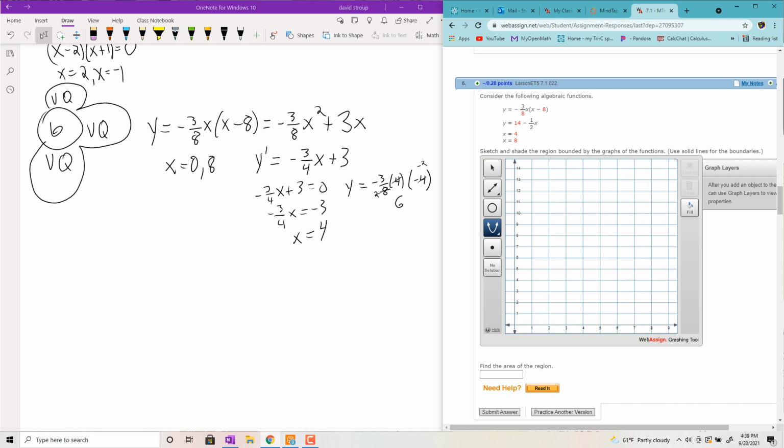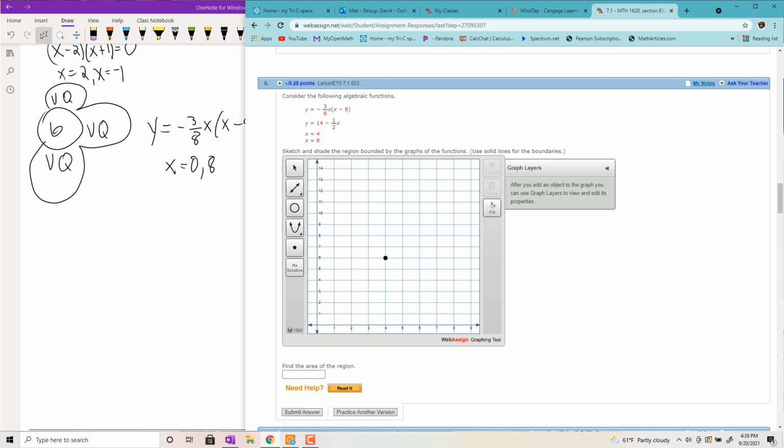And then I don't know how they want me to plot this. It's not so easy, is it? Okay, so I guess I gotta see what happens. I want 4, 6. I'm not even sure how to get it to work. Let's try this again. 4, 6. Maybe you got to put more than one point in there. How about 0, 0, and then 8, 0.